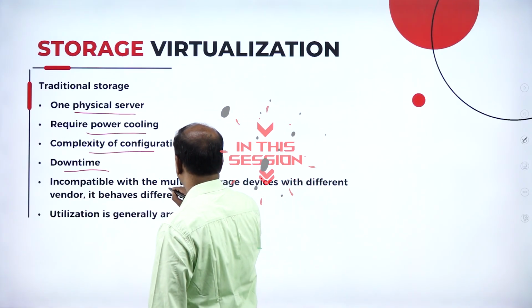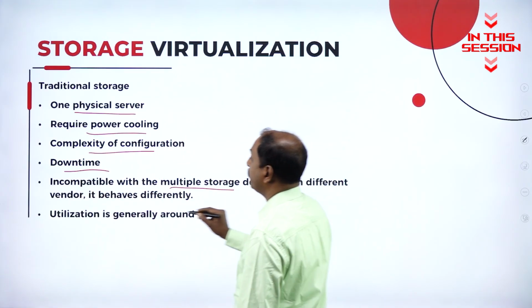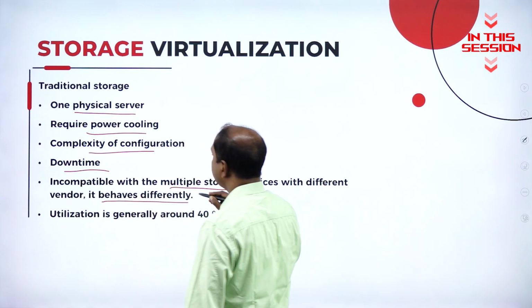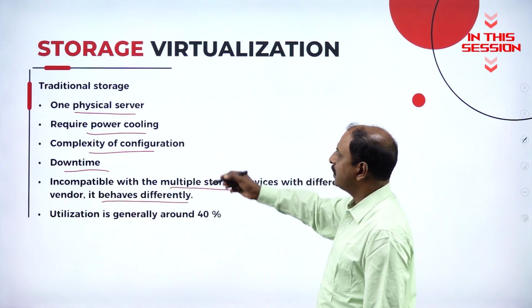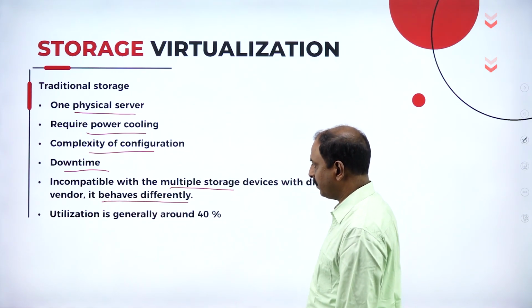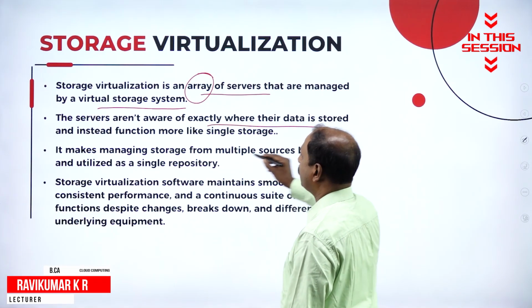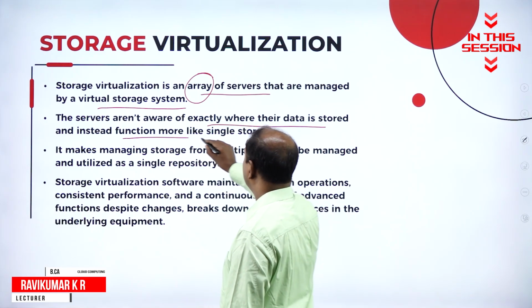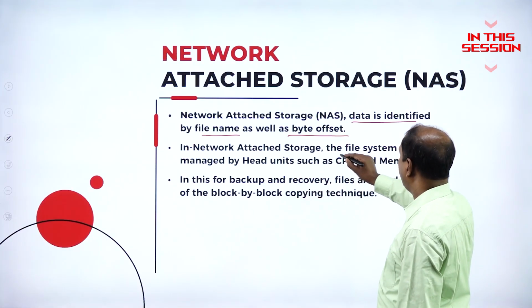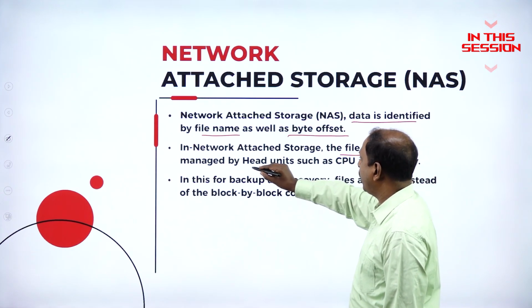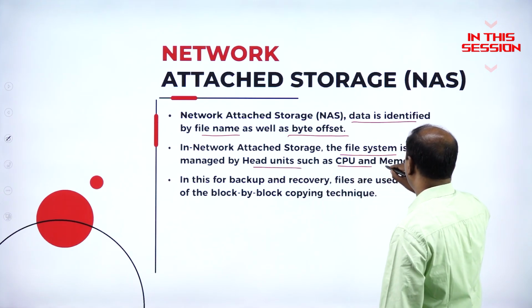incompatible with the multiple storage devices with different vendors and behaves differently. So this is another drawback of having one physical server. The servers are not aware of exactly where their data is stored and instead function more like single storage. In network as storage, the file system is managed by head units such as CPU and memory.